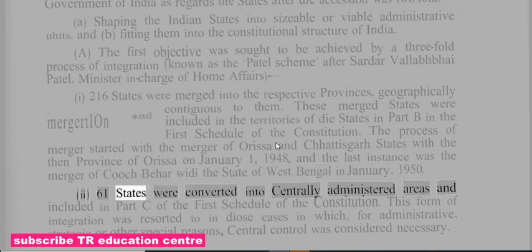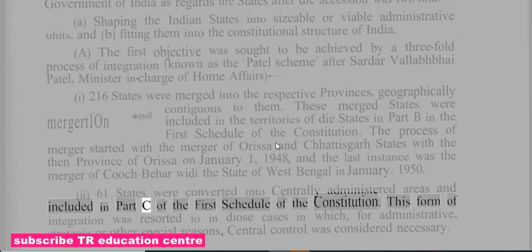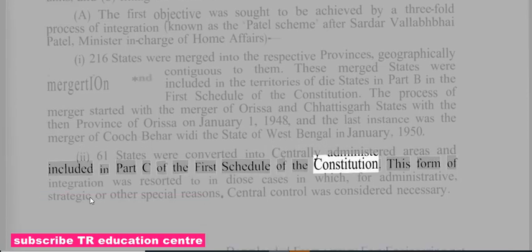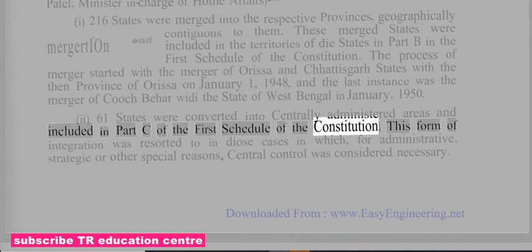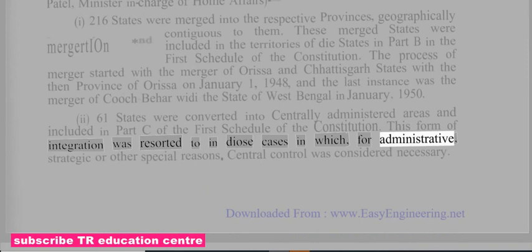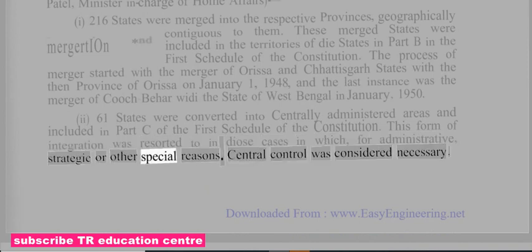2. 61 states were converted into centrally administered areas and included in Part C of the first schedule of the Constitution. This form of integration was resorted to in those cases in which, for administrative, strategic or other special reasons, central control was considered necessary.